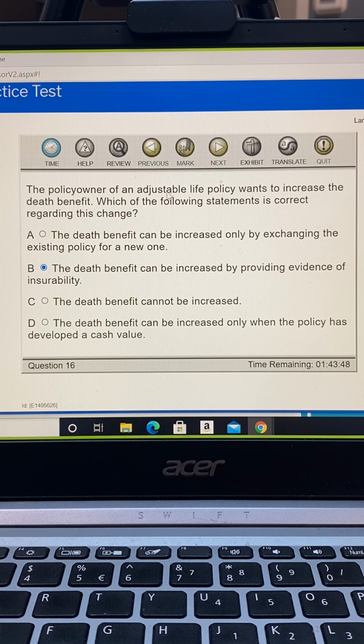Okay. So with adjustable life insurance, you can change three things: the type of plan, the coverage period, and the premium period. But you cannot get more coverage without showing proof of insurability. Okay, gotcha.